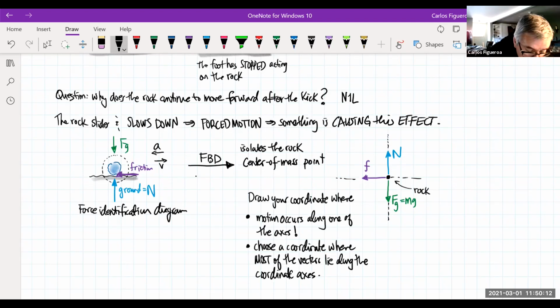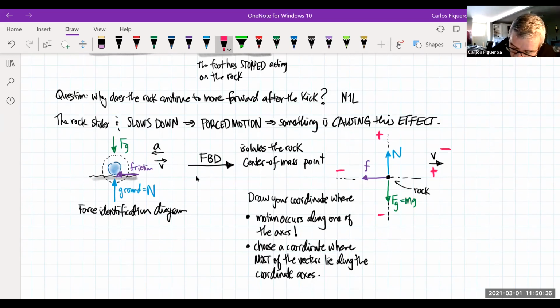And so then I look at the direction of the velocity. The direction of the velocity is in this direction. So I say, the direction of the velocity determines the plus sign. And then for the y, it doesn't really matter, but that is my free body diagram. This is what I'm looking for.